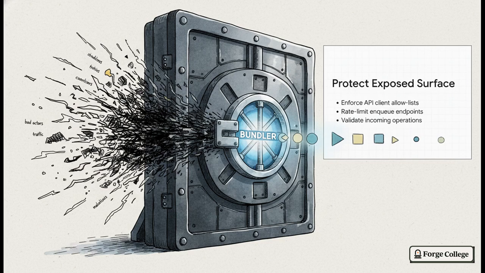Think of this setup as our bouncer. By checking API headers against an allow list and using a token bucket rate limiter, we completely prevent bad actors from flooding our queue and taking down the bundler entirely. We are keeping the club exclusive to valid, safe transactions.